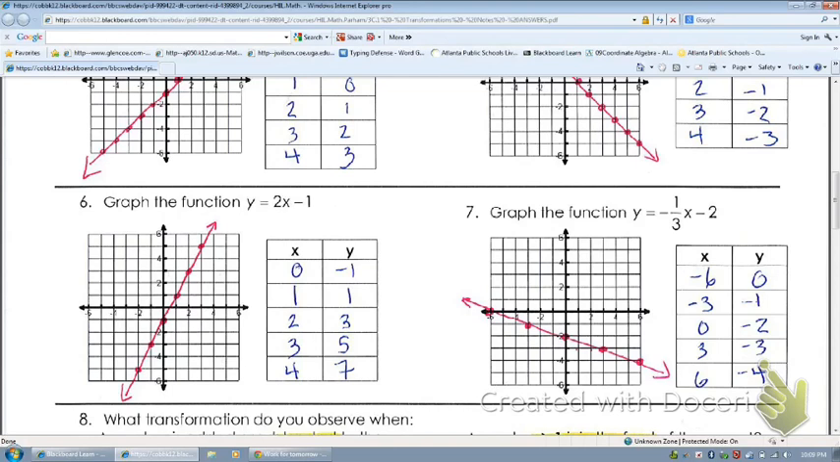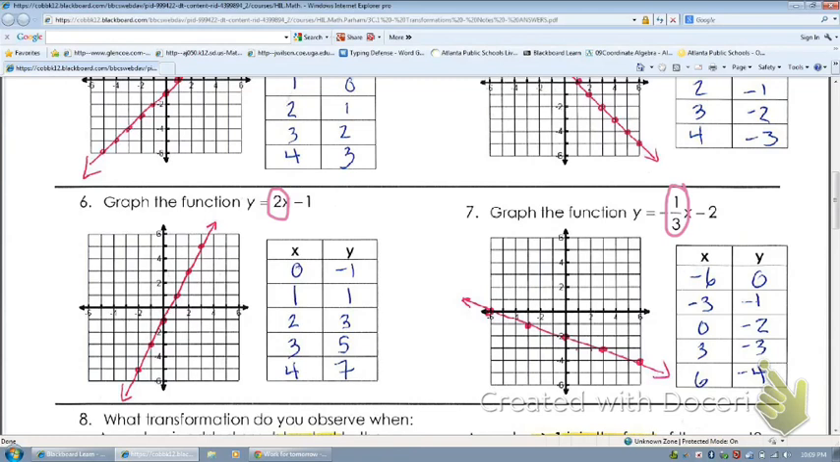Okay? Shrinking or stretching. Now, what you want to look at is the slopes, okay? 2 and this 1/3. Now don't worry about the negative right now. We're just looking at 2 and the 1/3.